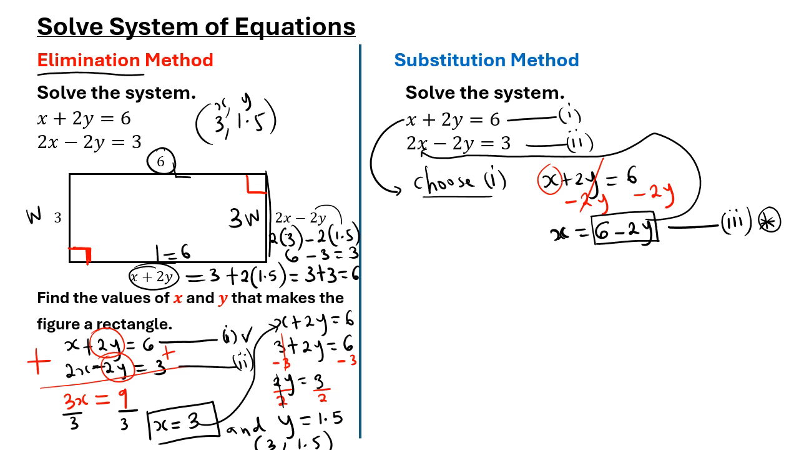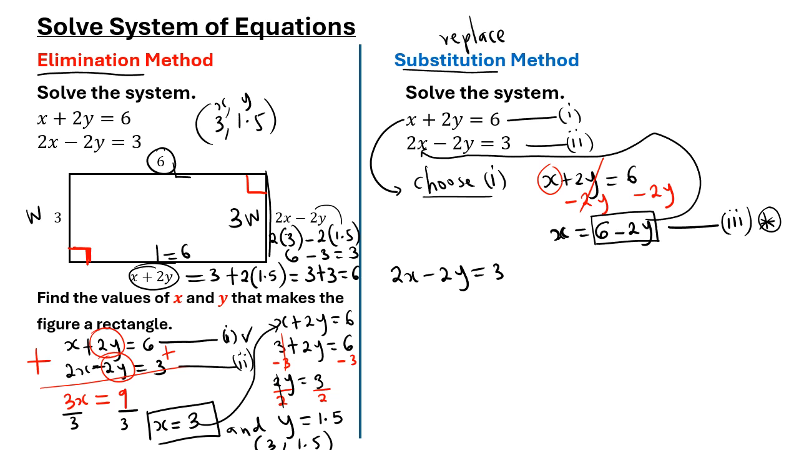So let's drop down to x minus 2y equal to 3. So we are now going to take this 6 minus 2y and use that to replace x. That's what you call substitution. Substitution means to replace, right, with the same value.